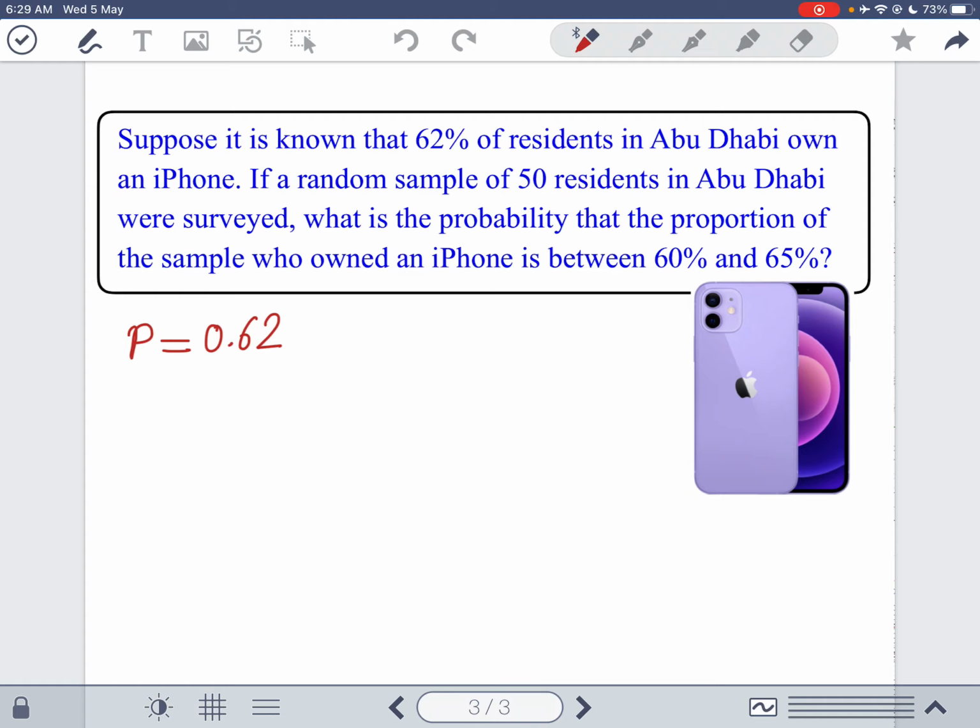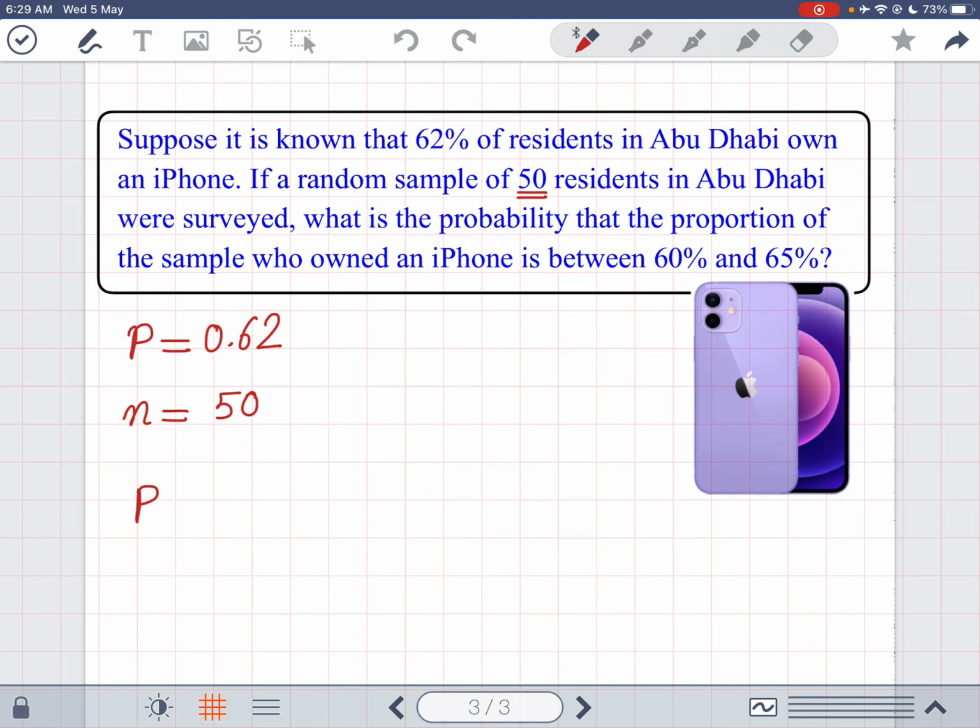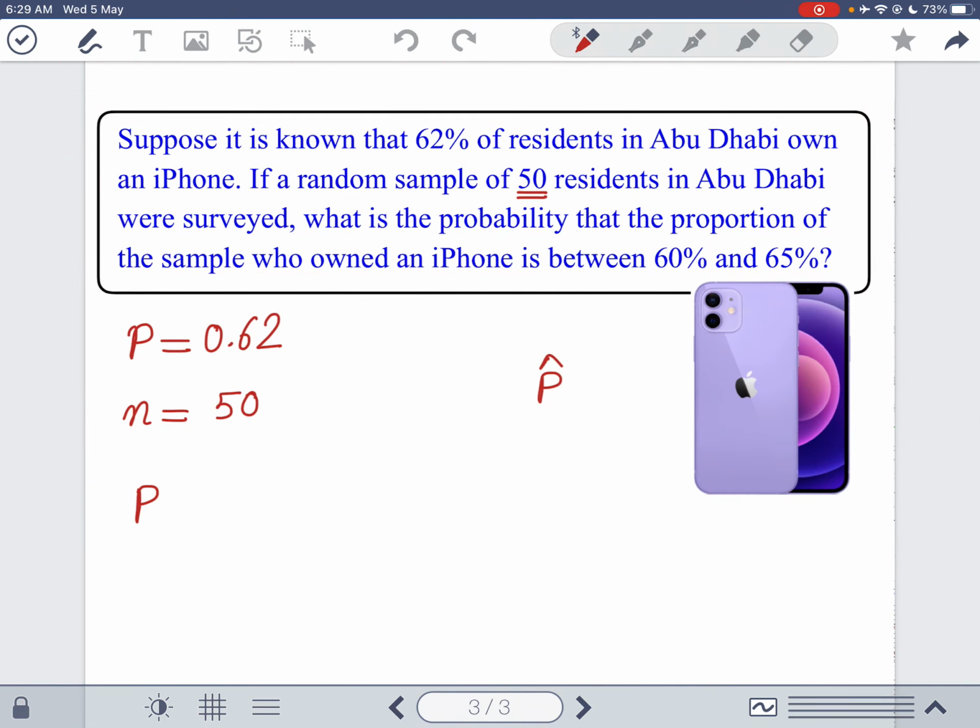So now we took a random sample of 50 residents. So n is 50. They were surveyed. What is the probability that the proportion of the sample, remember, the sample proportion, we write it as p hat. So p hat is x over n. This is the sample proportion. So what is the probability that the sample proportion, p hat, is between 60 and 65%?